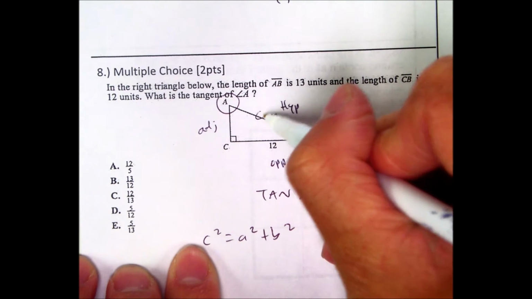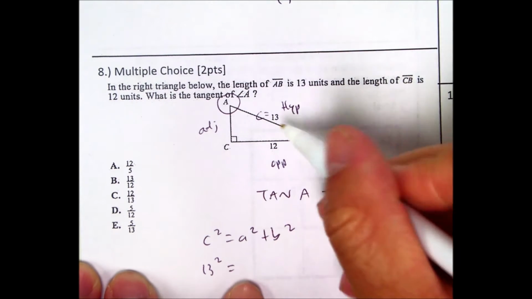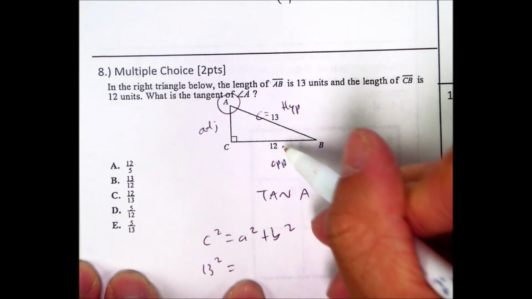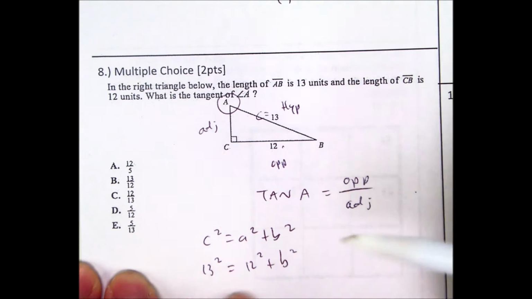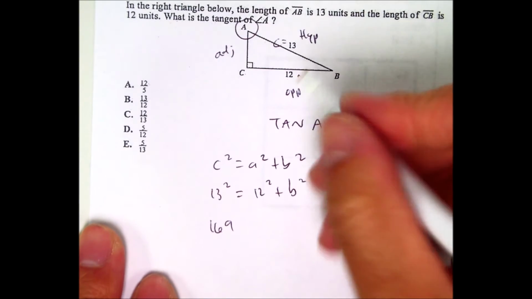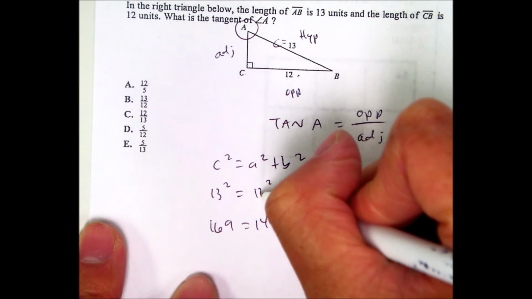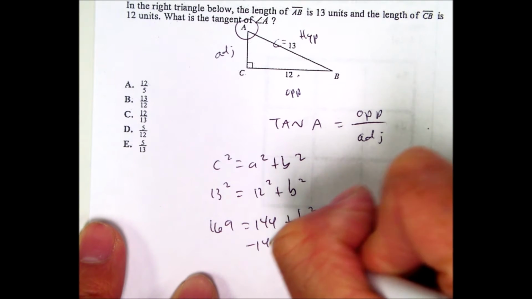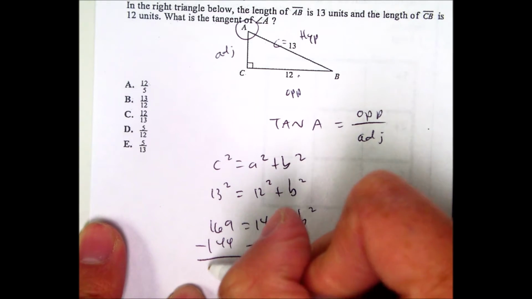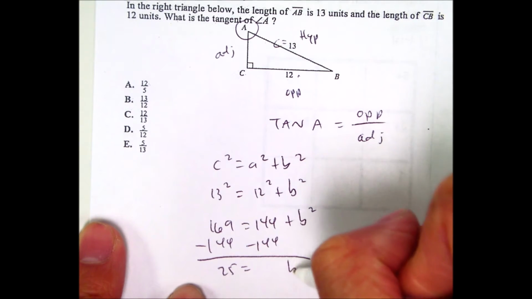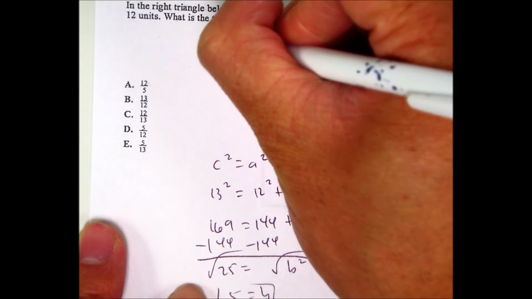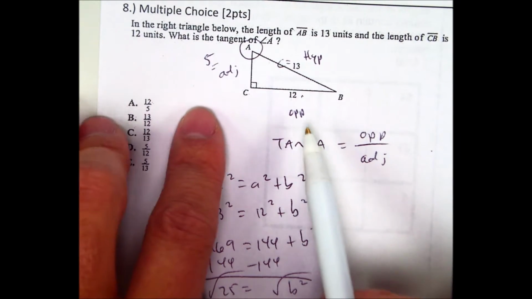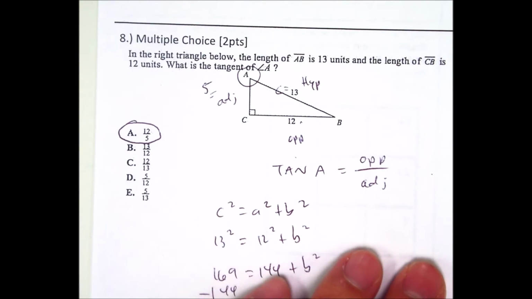So my C value is the hypotenuse, so 13 squared equals, these don't matter, I'll call this one A, because it's across capital letter A, so 12 squared plus, we'll call that side B squared. 13 squared is 169, 144, that's 12 times 12. Subtract 144 from both sides, and you'll get B squared to be 25, take the square root, and that side is 5. So now if I go back to the opposite over the adjacent, that would be 12 over 5. That will be A.